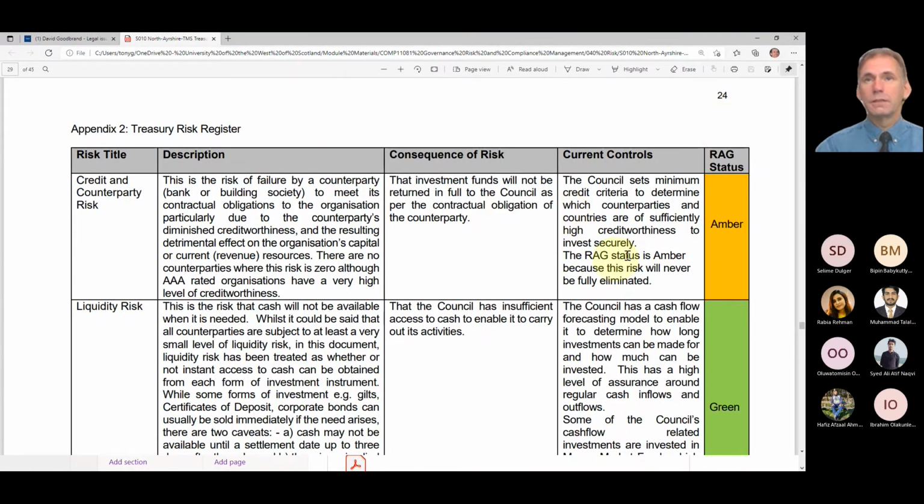Because organisations don't have that protection, this status here is set at amber. I'll say more about status, but amber's fairly clear. It's just like a traffic light system: red, amber, green. And because it can't be properly mitigated against, because a bank could go out of business, it's amber. We're doing everything we can, but there's still a risk there.